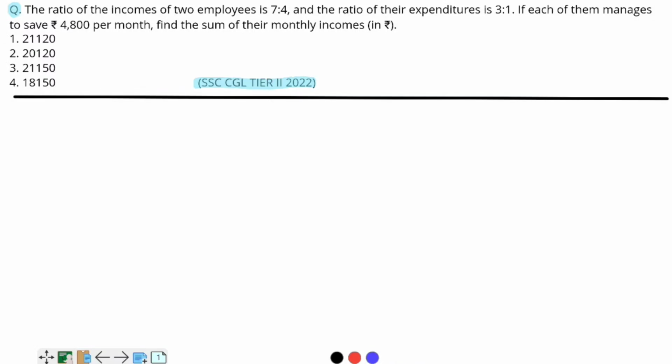So today's question is: the ratio of the incomes of two employees is 7 is to 4 and the ratio of their expenditures is 3 is to 1. If each of them manages to save rupees 4800 per month, find the sum of their monthly incomes in rupees.